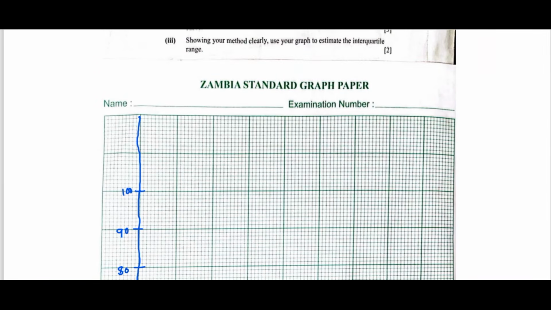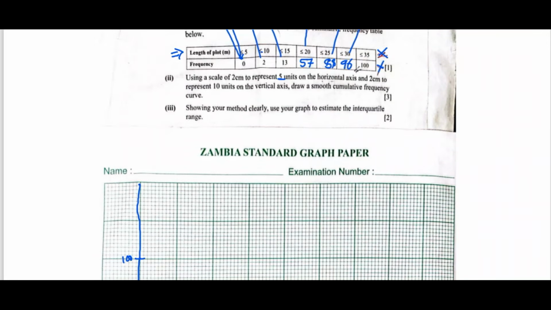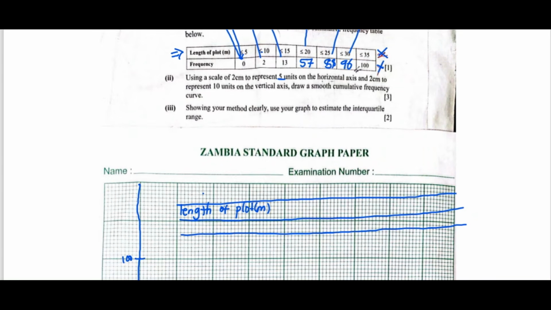Okay, so we have our numbers the way we want these numbers. So now let's copy this table here. So we have length of plot in meters, then frequency. So we have the frequency.